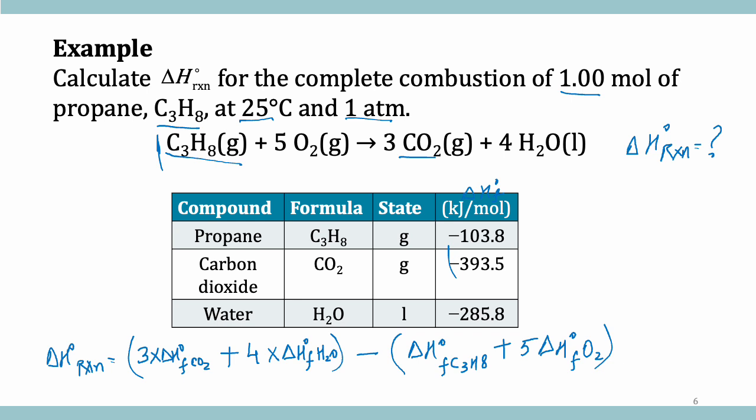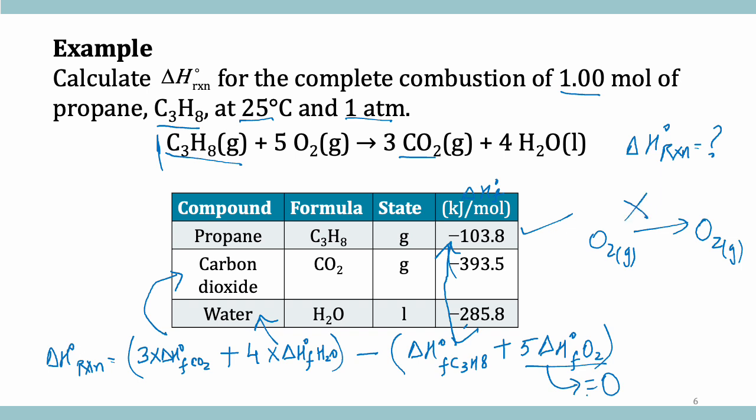Now C3H8 is given to me, so I can plug that number here. Carbon dioxide is also given to me right here. Water is also given to me. C3H8 is also given to me. The question does not give me delta H naught F of oxygen. How can I do this? Delta H naught F of oxygen is going to be equal to 0. Even though it's not given to you, you should know this. Why? Because oxygen in its gaseous form is the elemental form of oxygen. So I'm not forming oxygen.